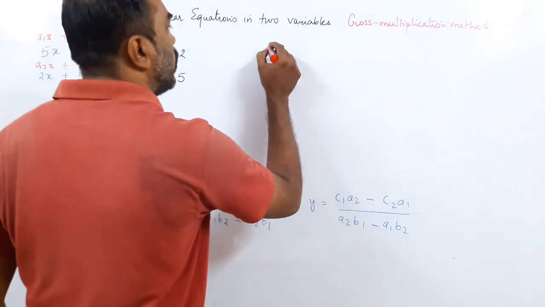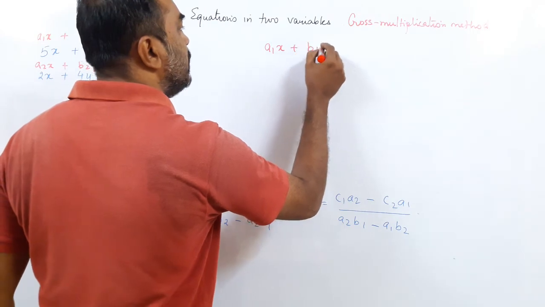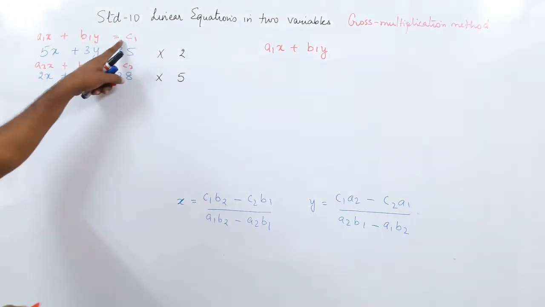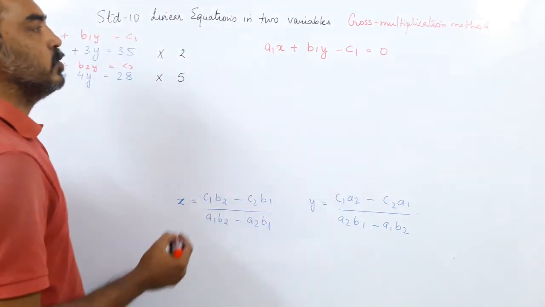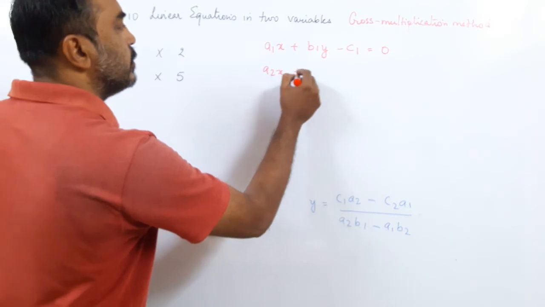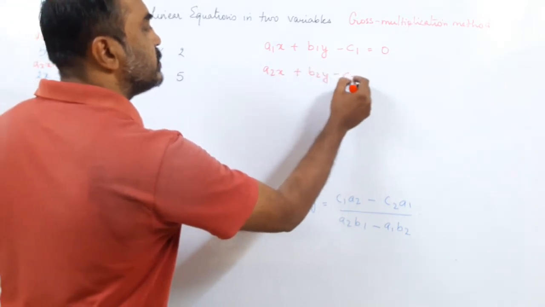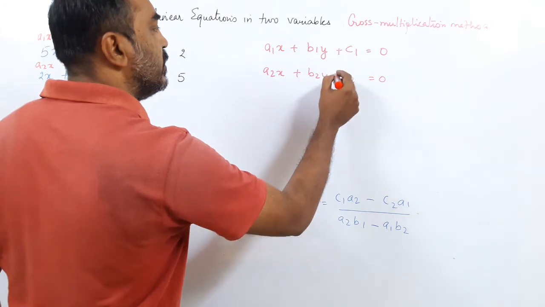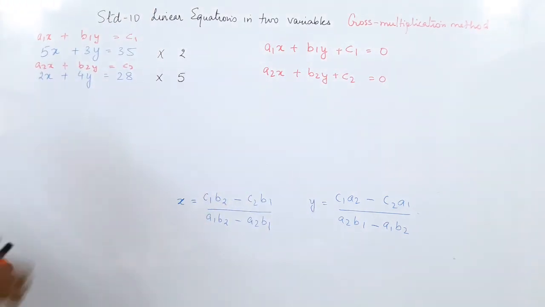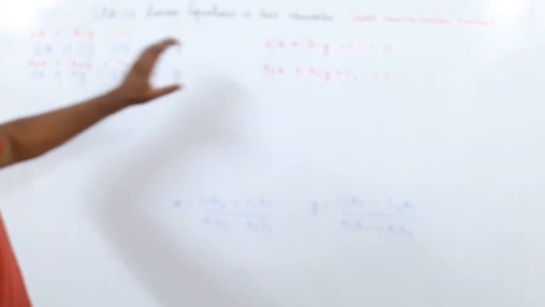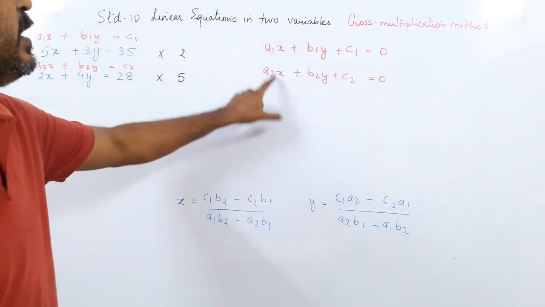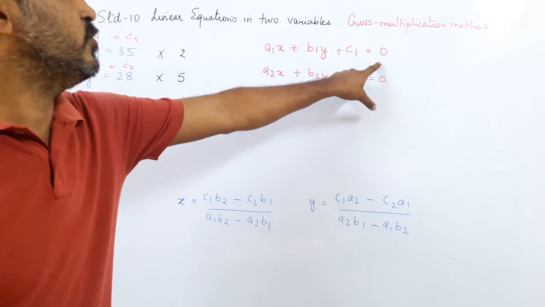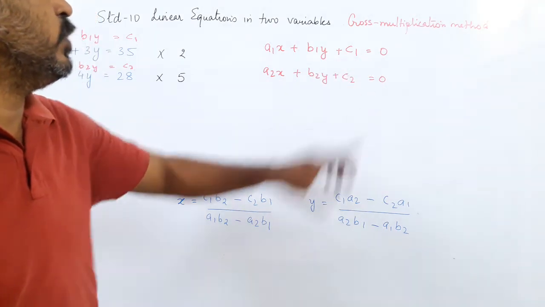We got a1x plus b1y equal to c1. I'll take the c1 on this side: a1x plus b1y minus c1 equal to 0, and a2x plus b2y minus c2 equal to 0. Actually, this should be written as plus c1 and plus c2. It makes no difference, you just take c1 and c2 to the other side. So these are the two standard equations: a1x plus b1y plus c1 equal to 0, a2x plus b2y plus c2 equal to 0.